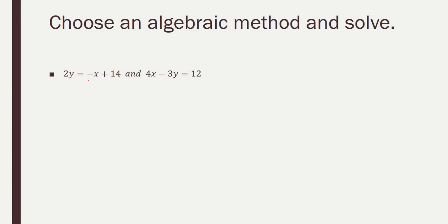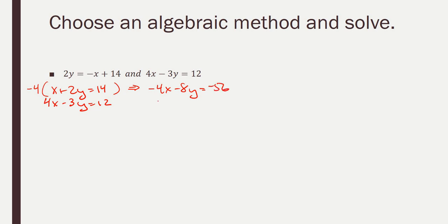First way I'm going to use is elimination. So I'm going to bring this x over to this side, and I'm going to line up my variables. I'm going to multiply my top equation by -4. -4x minus 8y equals -56. 4x minus 3y equals 12. I'm going to add these up. -11y equals -44. Y equals 4.